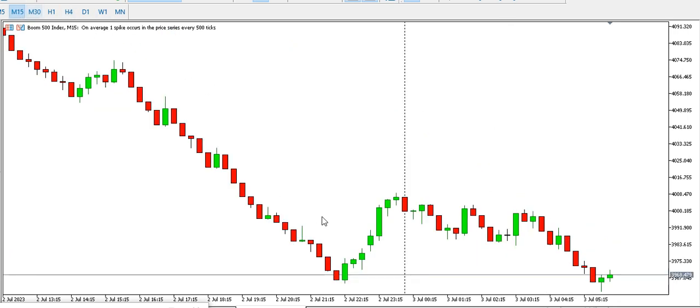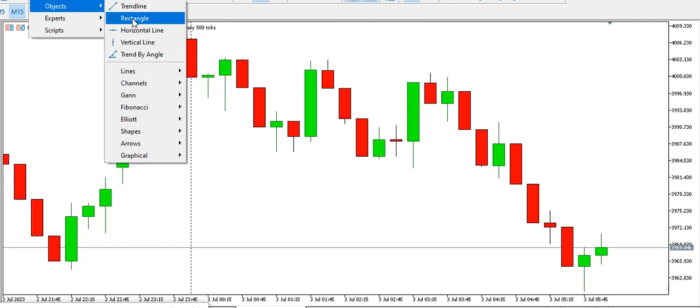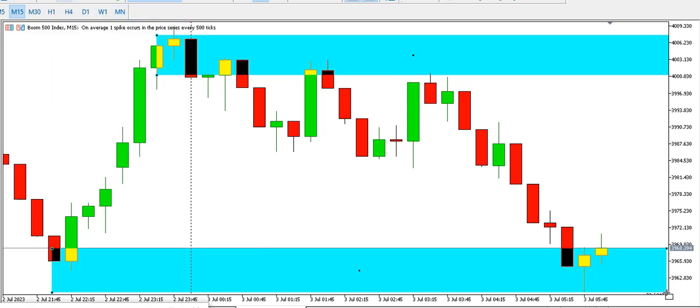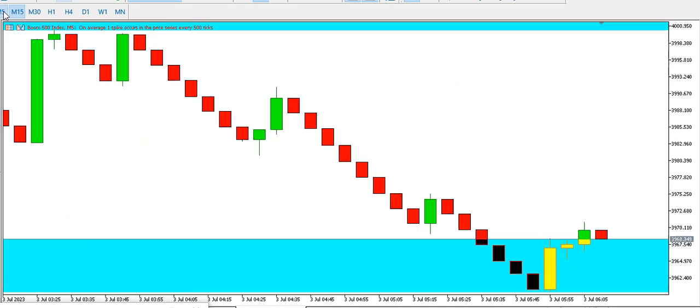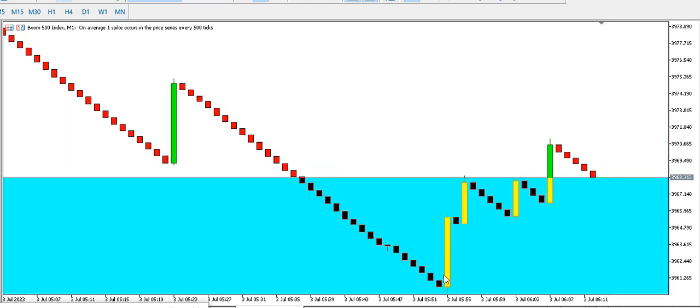On the 15 minutes time frame, we can see that price is currently ranging. We might want to watch what might likely happen. We might likely see a break of the range to the downside, which is likely. On the 5 minutes time frame, price is currently bearish. You might want to look for selling opportunities on boom 500 index.